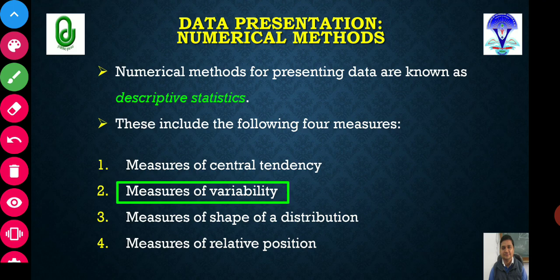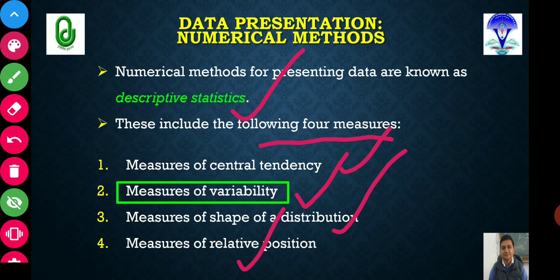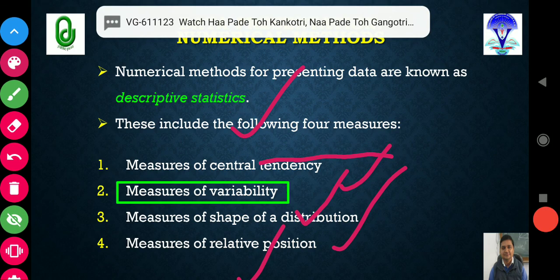We have already seen that data can be presented numerically, and such presentation is known as descriptive statistics. These descriptive statistics include four measures. One is measures of central tendency, which we have already covered. The second one is the measure of variability, also called measures of dispersion. Third is the measures of shape of distribution, and fourth is measures of relative position. So these are the basic numerical methods of data presentation.